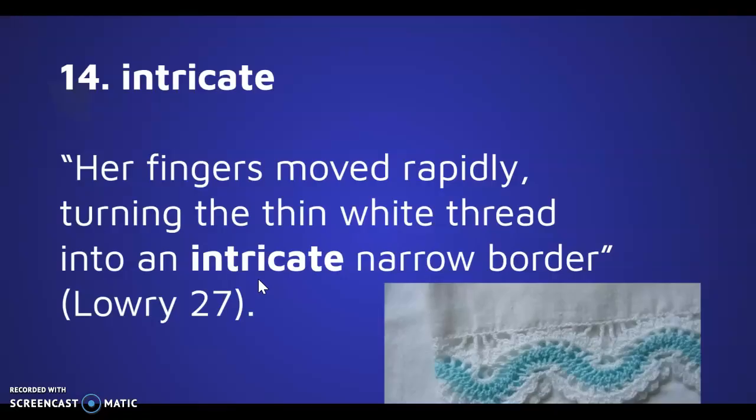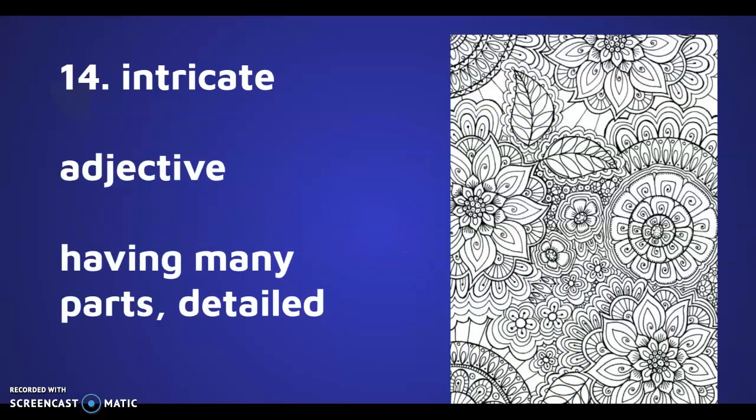So let's look back at our example. Her fingers moved rapidly, turning the thin white thread into an intricate narrow border. So having many parts. And I'm going to add a little bit to that definition. Intricate can mean detailed. So when it has many parts, there are a lot of details, it's complex. So in this picture, we see an intricate coloring page because there are a lot of details to it. If somebody has an intricate drawing or painting, there are a lot of very specific details to it.